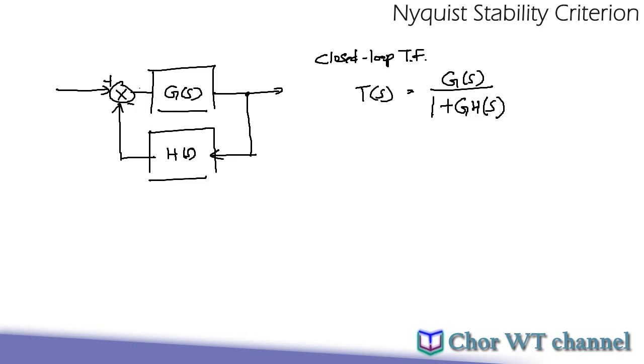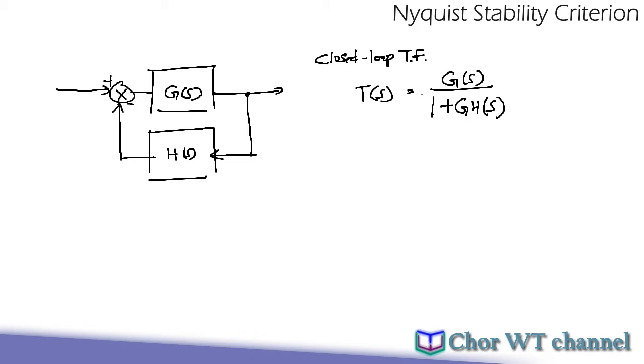We will consider a standard system with the forward transfer function G(s) and the feedback transfer function H(s). These two form the closed loop system that we are going to use to evaluate the stability using the Nyquist plot.